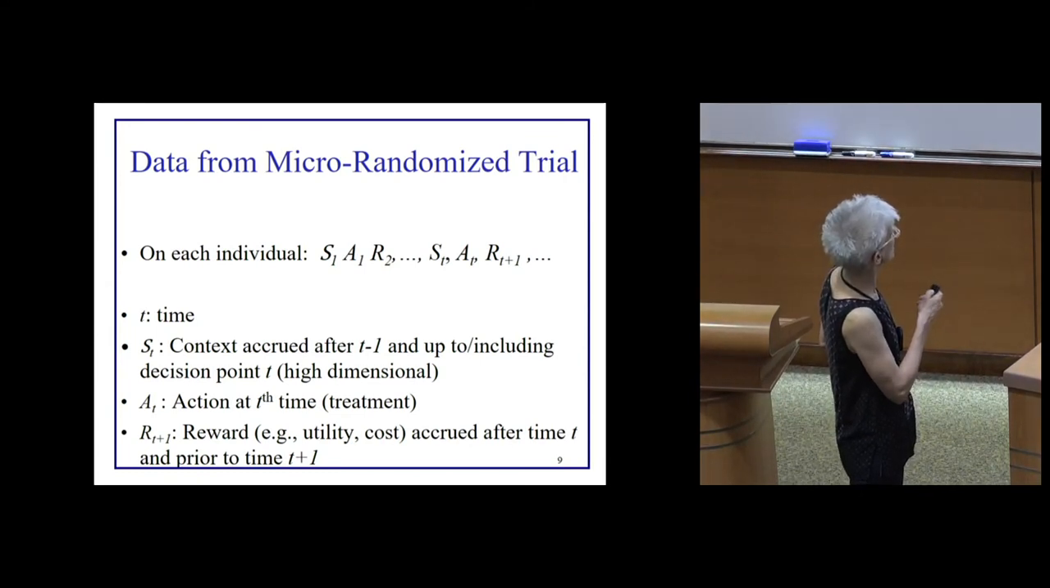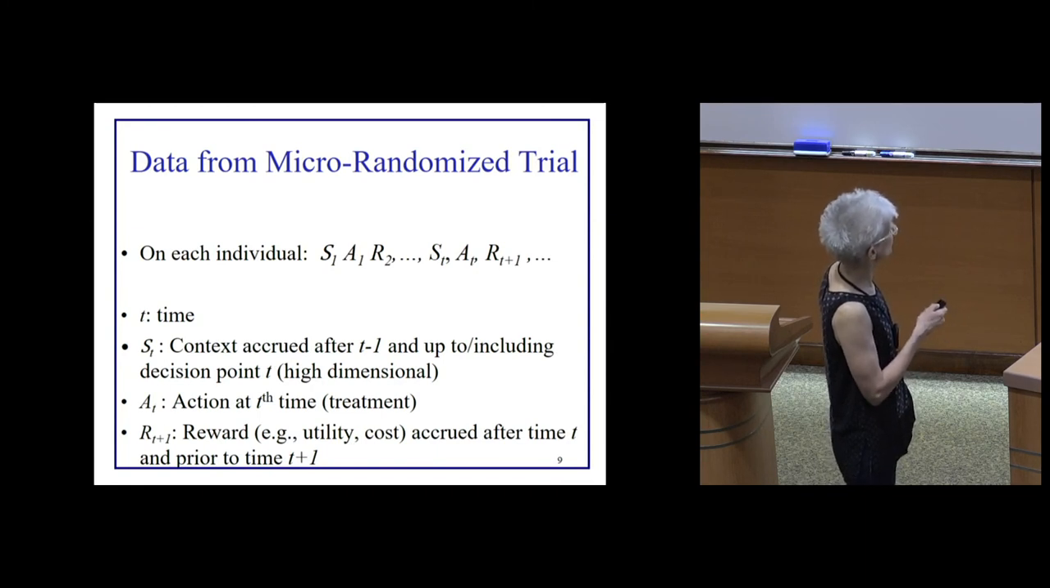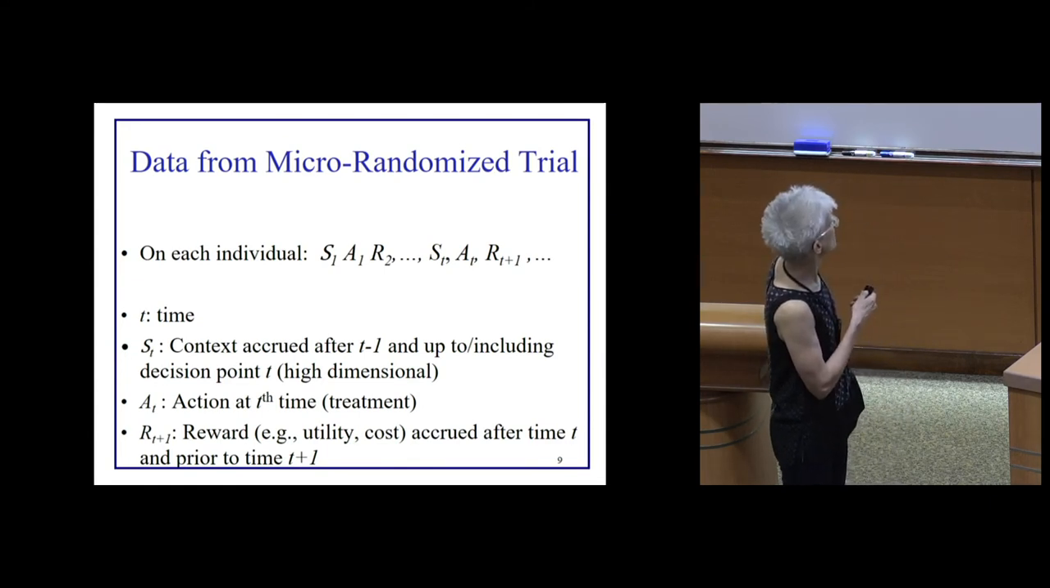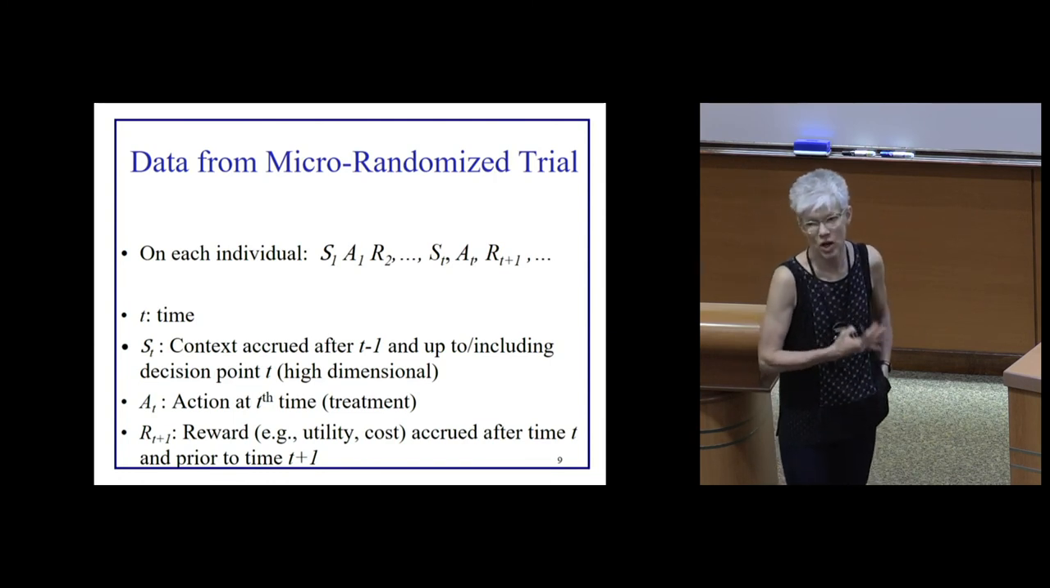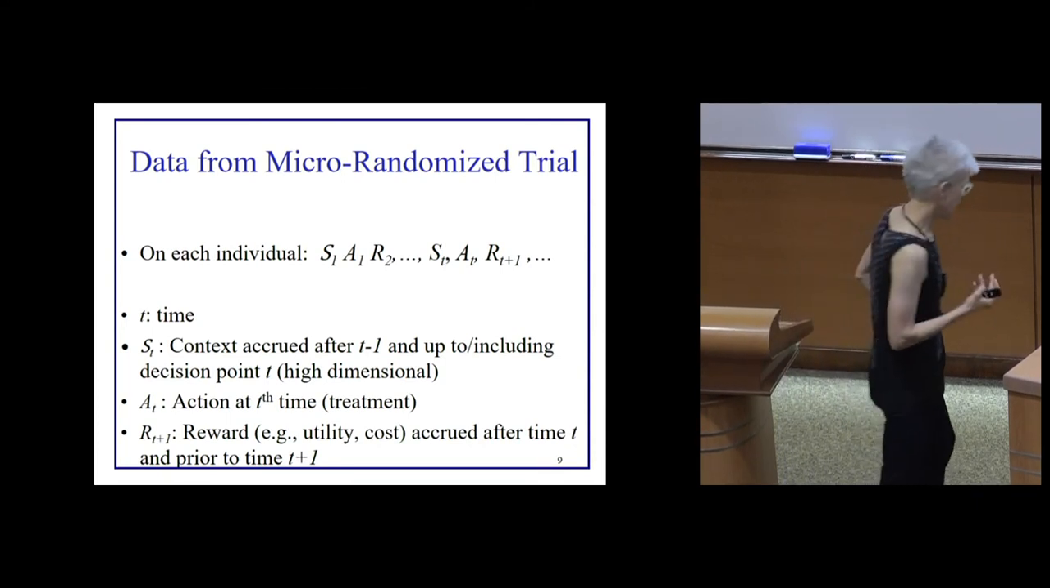So we always think of these actions as randomized actions. So we have context, action, reward, context, action, reward, and so on and so forth. And I just gave some different names. Some people call these utilities, some people call them costs. And I purposefully index the reward by t plus one. That's just so that we all know the reward comes after the action, not at the same time as the action. That's just a mnemonic to help me.